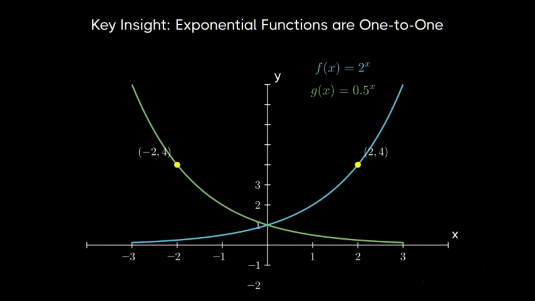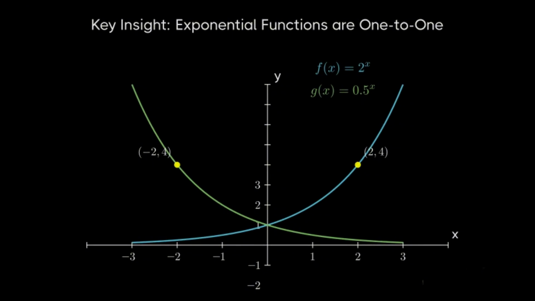This property is what allows us to solve exponential equations by taking logarithms of both sides. When we have an equation like 3 to the x power equals 27, we can take the logarithm of both sides to isolate x. And we're guaranteed a unique solution because of this one-to-one property.